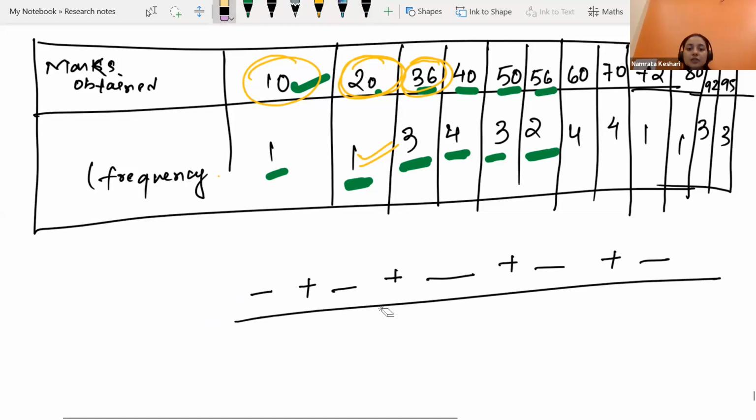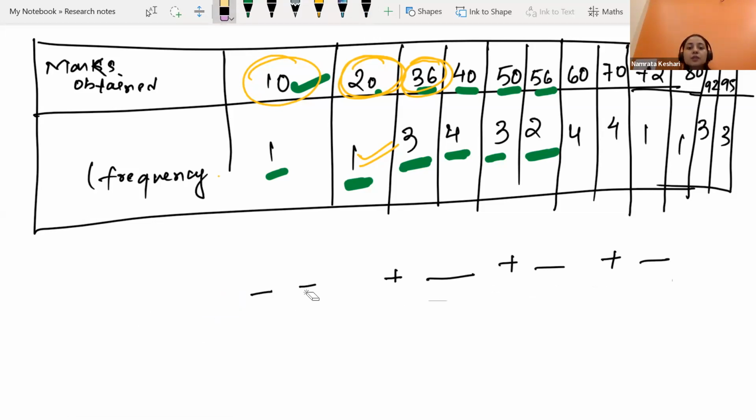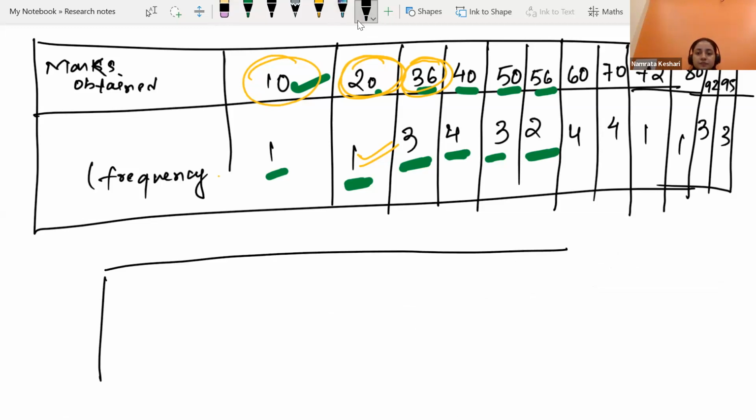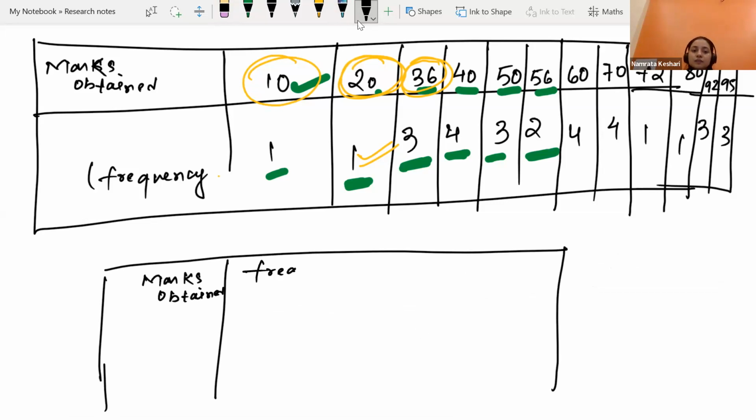If we understood the pattern, then let's do the same thing, but here let's arrange it properly in table form. You can make a table like this. Here you can write marks obtained by the students. Here we can write the frequency. Now 10 we are having how many times? One time. So 10 into 1 multiplication we will do, and that is just 10.